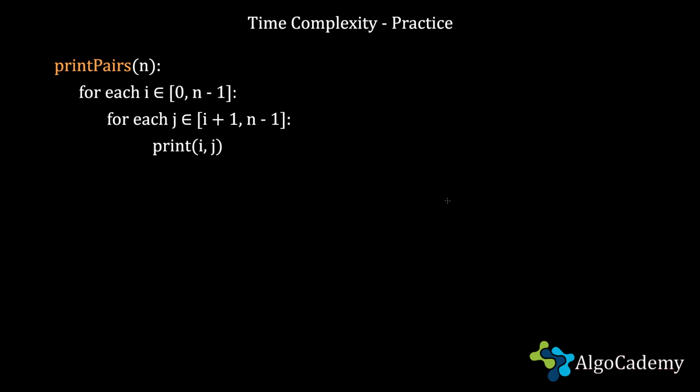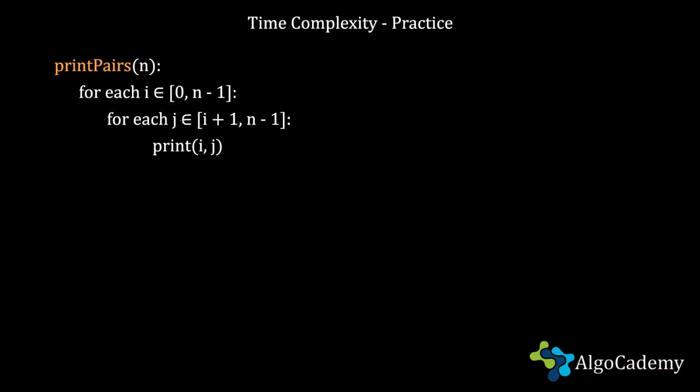Alright everybody, welcome to a new practice exercise for time complexity. As you can see, we have the function print_pairs, which has only one argument, n, and its job is basically to print each and every pair of integers i and j that are part of the range 0 to n minus 1, and of course i is less than j.